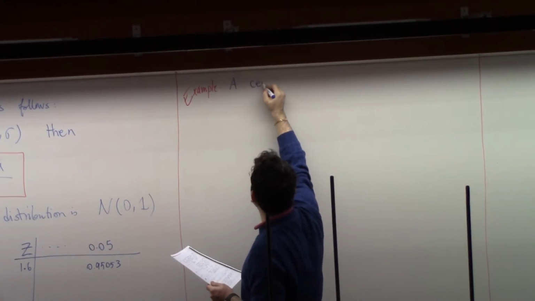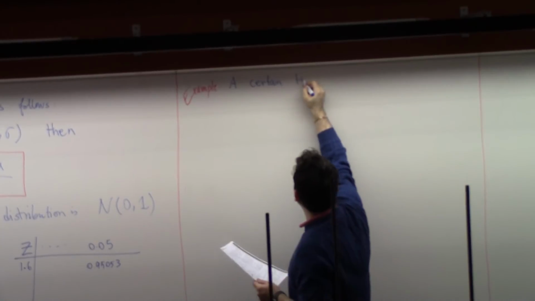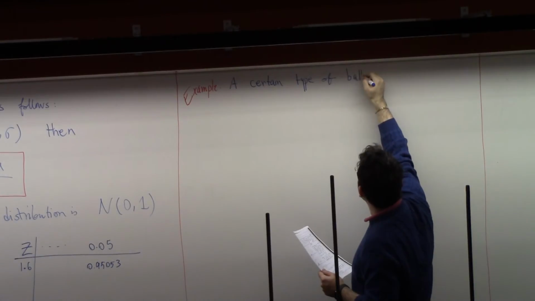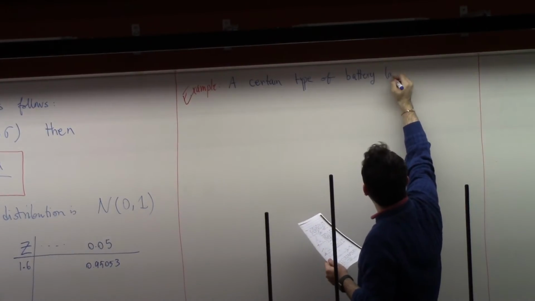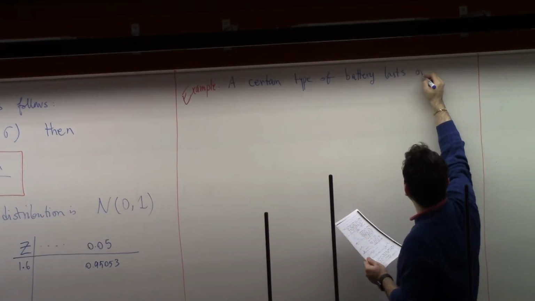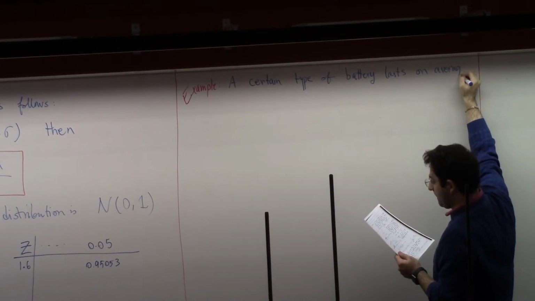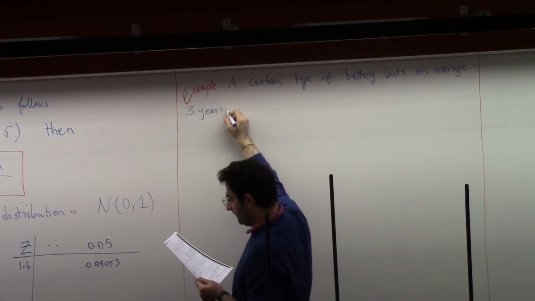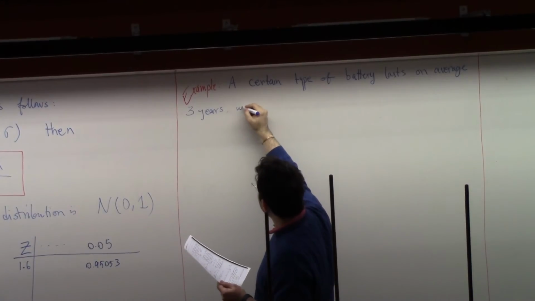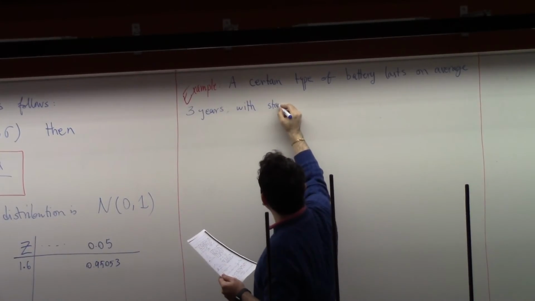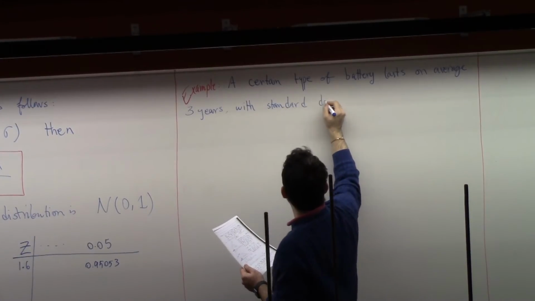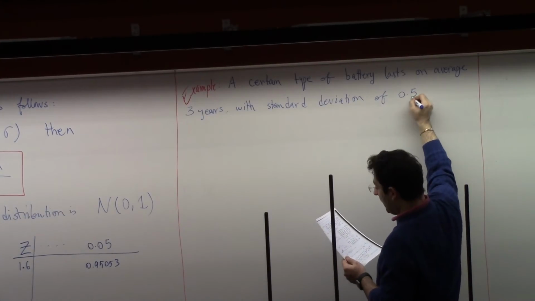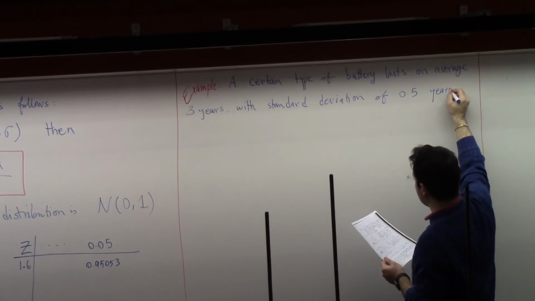A certain type of battery lasts on average 3 years with a standard deviation of 0.5 years.